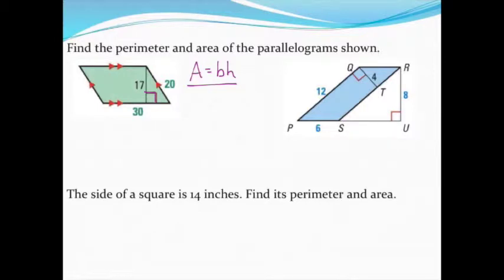So to find the area of this first parallelogram, I'm going to take the base, which we'll call 30, and the height, which is perpendicular to that base, is 17. Now be careful that you don't use 20 as your height. That is not perpendicular to the base, so we cannot use that side. So multiplying 30 by 17 gets us an area of 510.